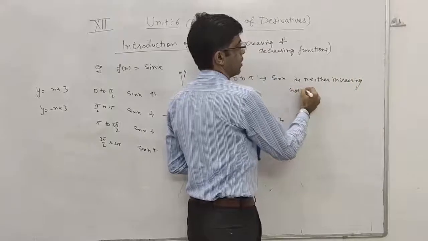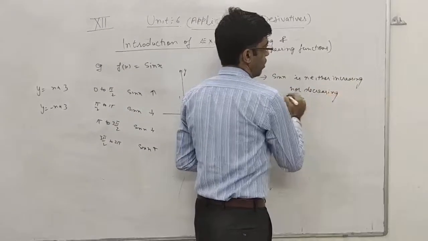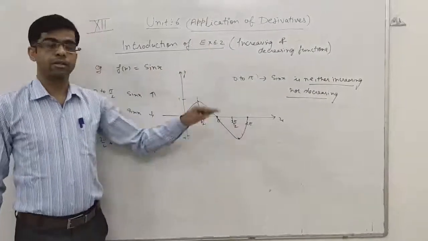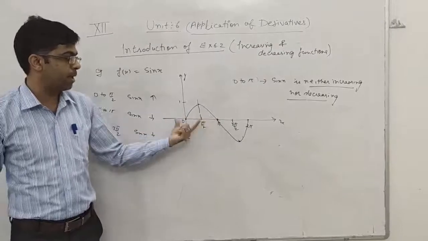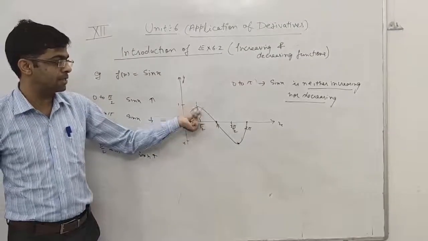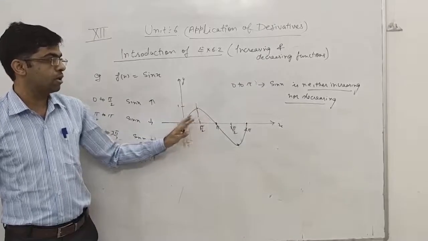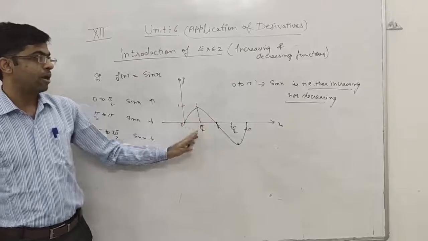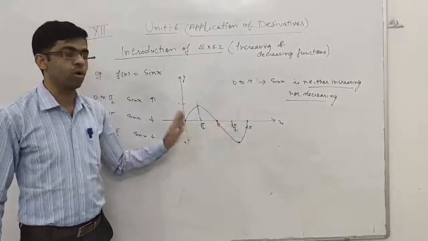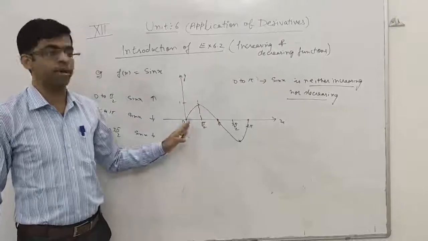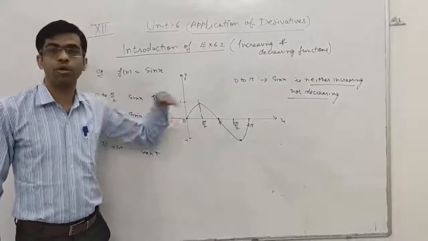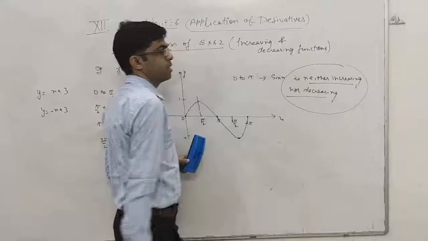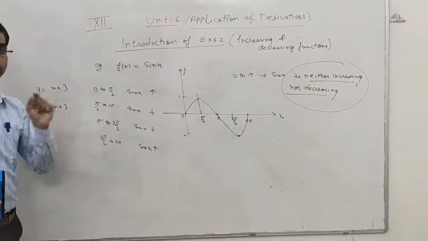Neither increasing nor decreasing means that the function should either only increase or only decrease. But from 0 to pi, what you can see is that it is increasing as well as decreasing. Both things are going on simultaneously. So in this interval we cannot say that the sin x function is only increasing or only decreasing. If any function does both in an interval, increasing as well as decreasing, then in this case we will say that the function is neither increasing nor decreasing. This is one main point.